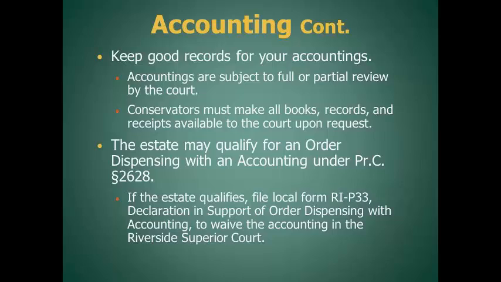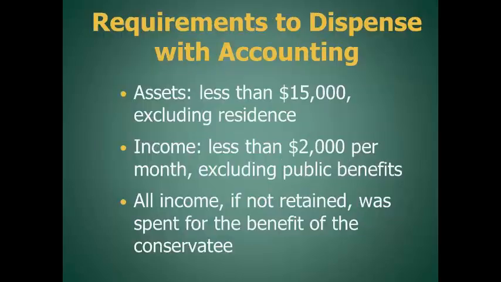Pursuant to Probate Code Section 2628, the court may make an order that the conservator is not required to file an accounting if the following conditions are satisfied: the conservatee's estate, at both the beginning and end of the accounting period, has a total net value of less than $15,000, excluding the value of the conservatee's residence. The income of the estate for each month of the accounting period, exclusive of public benefit payments, is less than $2,000, and all income of the estate, if not retained, was spent for the benefit of the conservatee. If the estate meets these requirements and you wish to waive the accounting, file the appropriate form with the court.